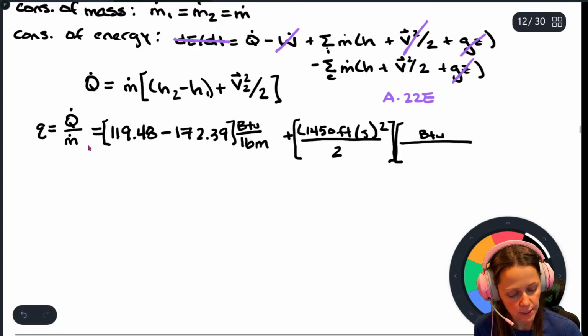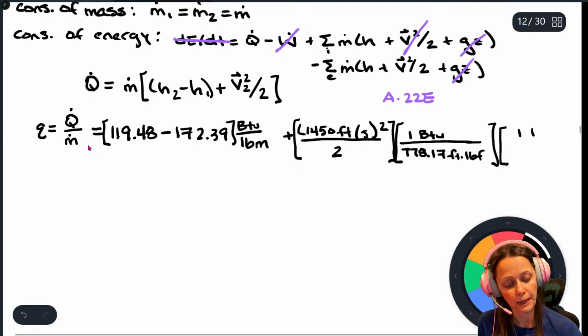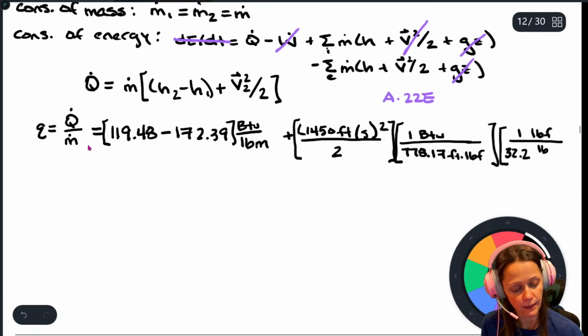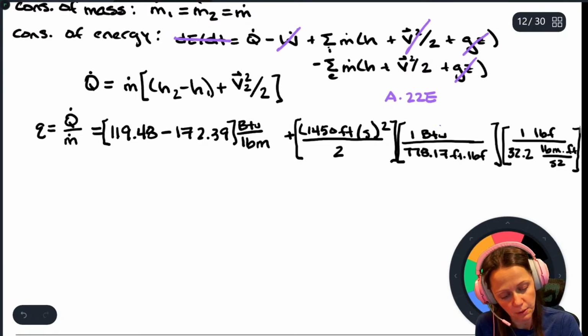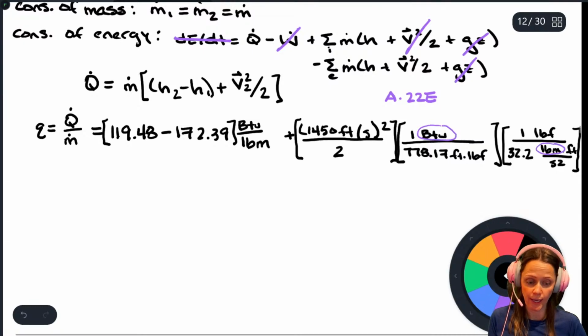So 1 BTU is 778.17 foot pound force, and my 1 pound force is going to be 32.174. If you want to keep the 174, you can. I'm going to be lazy and write 32.2, and then this is pound mass foot per second squared. And I think that should work out nicely. So let's just make sure that hopefully what we end up with is BTU per pound mass. Let's make sure that everything cancels out.